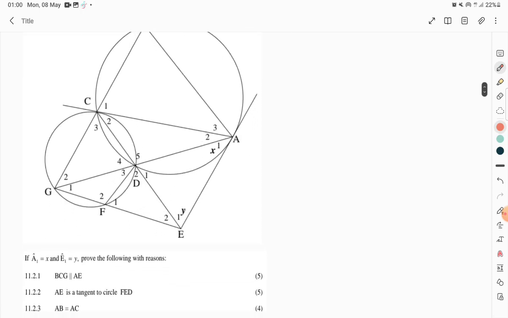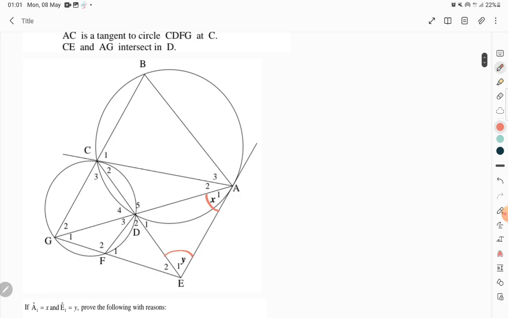The question says, if A1 is equal to X, and E1 is equal to Y, we have to prove the following with reasons. The first proof that we need to do is to prove that BCG is parallel to AE. So this is the line that you need to prove parallel to AE.